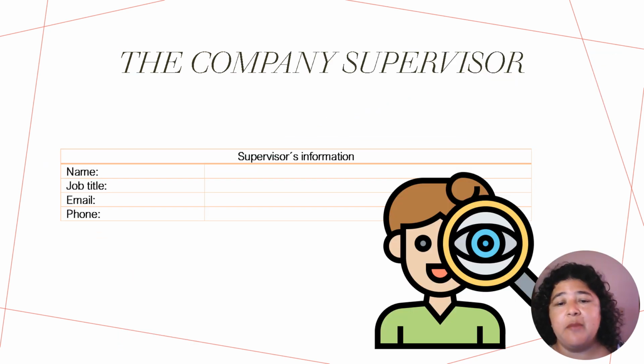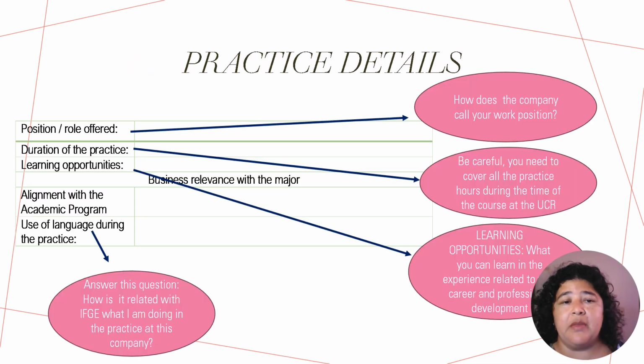The information of the company supervisor is very easy to fill out, just the name, the job title, the email, and the phone number. And after this part, we have the practice details. That is where we need to have more content. Basically, the position or the role offered is how the company calls your work position.